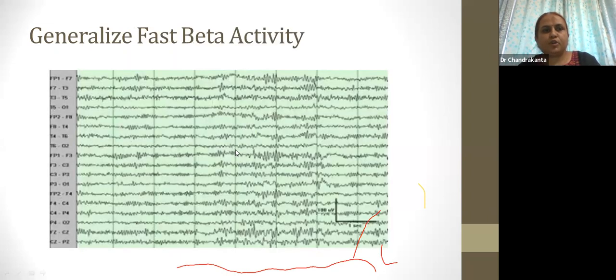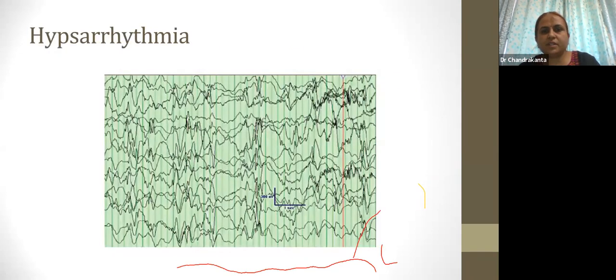Then the generalized abnormality background can be in the form of fast beta activity. Okay? So in this EEG, you can say all over the EEG, this is showing a fast beta activity. And this can be found in cases of certain drugs like diazepam, which we have used for sedation, where generalized fast beta activity can be there.